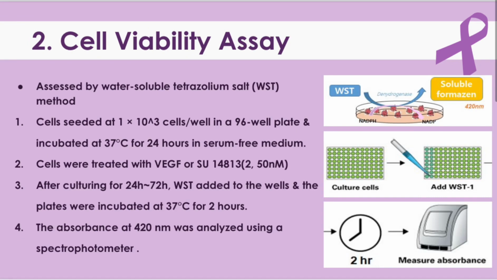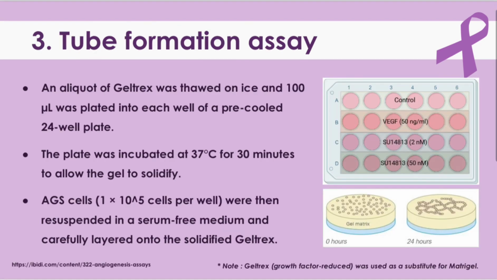To analyze cell viability, the first experiment was a WST assay. Cells were treated with VEGF and SU14813 either separately or in combination and were cultured for 24 to 72 hours. WST reagent was then added and absorbance was measured to assess cell survival. To evaluate angiogenic tube formation, I used Geltrex, a substitute for Matrigel and a useful material for observing angiogenesis. AGS cells were cultured on top of Geltrex and treated with VEGF and SU14813. The degree of tube formation was then observed.